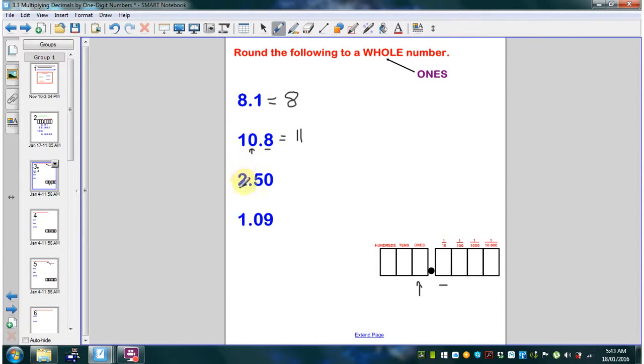Same thing here. We find our ones value. There it is. We look at the number behind it. It's a 5, so we round up. 2 becomes 3. And this one here, we look at our ones value. We look at the number behind it. It's a 0, so we round down, so it stays at 1.